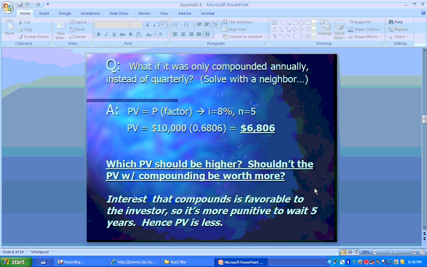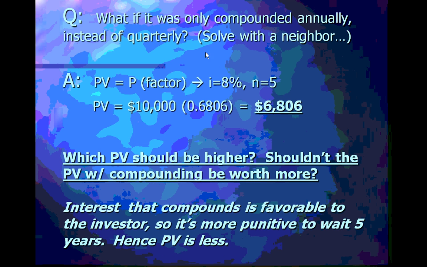Okay, now let's take a look here. We're going to do a quick sample problem. So let me go to this slide here. Suppose that it was not compounded quarterly. Suppose it was only compounded annually. What if it was annual, not quarterly? Okay, it says solve with a neighbor. Well, you don't have a neighbor probably. You're doing this alone. Okay, present value is equal to the principal times the factor from the table.